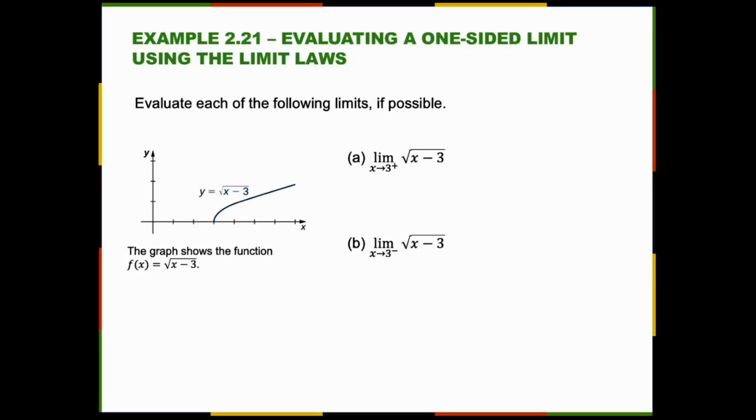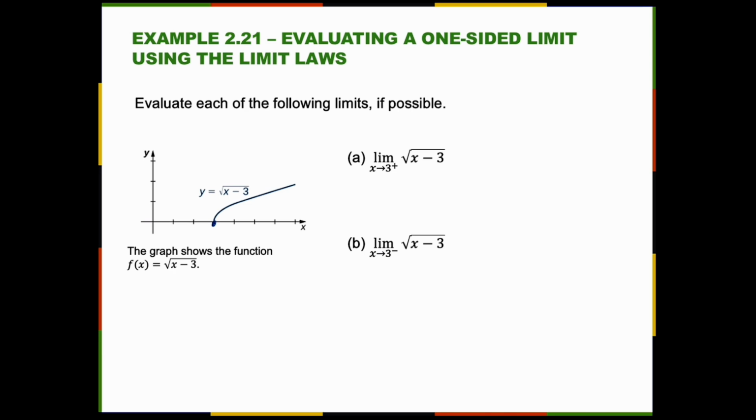Let's look at an example of a one-sided limit, where we're specifically coming in from a certain direction and using the limit laws at the same time. If we look at this function, the square root of x minus 3, it's the graph of the square root of x, but shifted to the right 3 units.